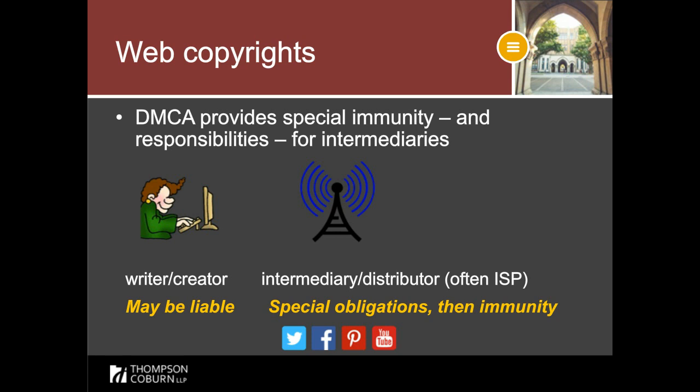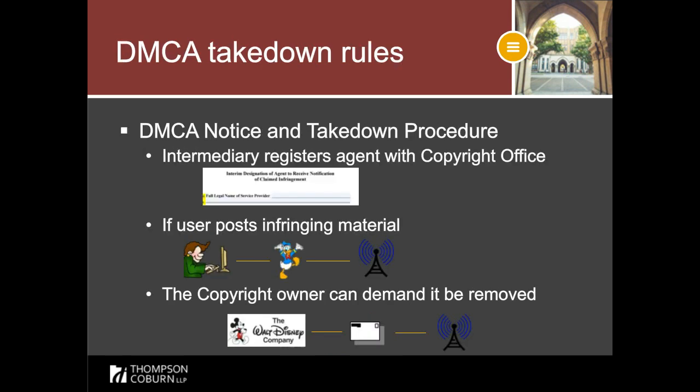So let me describe that in a little bit more detail for you. The Digital Millennium Copyright Act, Section 512 of the Copyright Act, provides a notice and takedown procedure. The first thing is, and this is important for all of you who may be hosting copyrighted content, you need to register an agent with the Copyright Office.